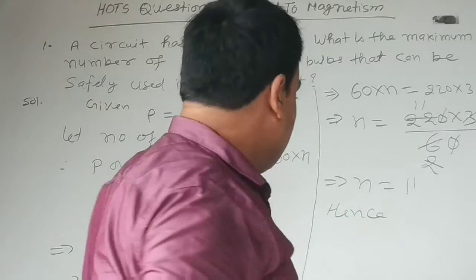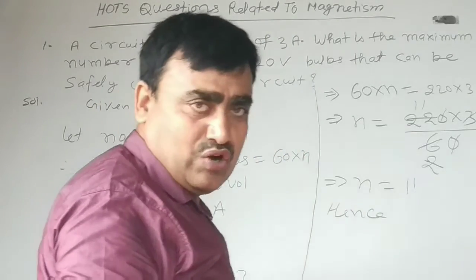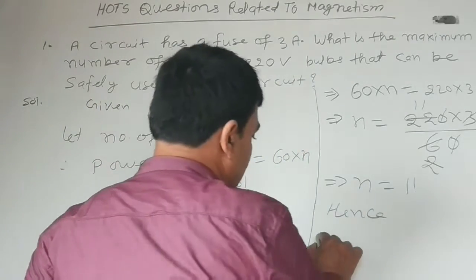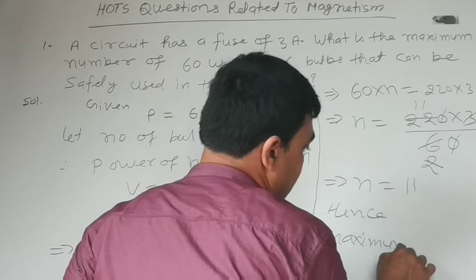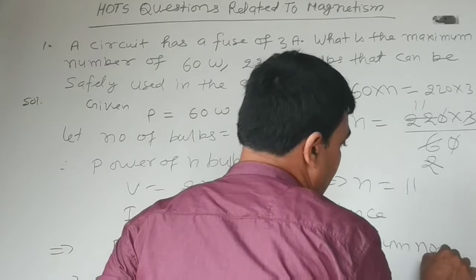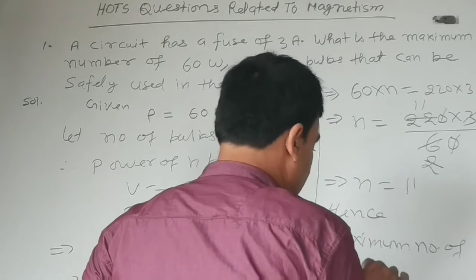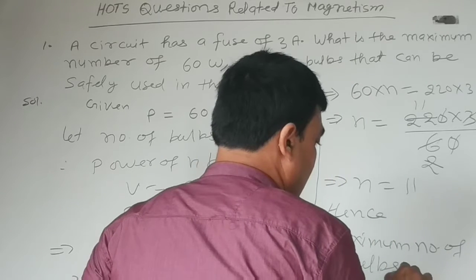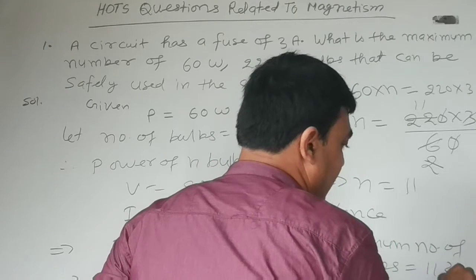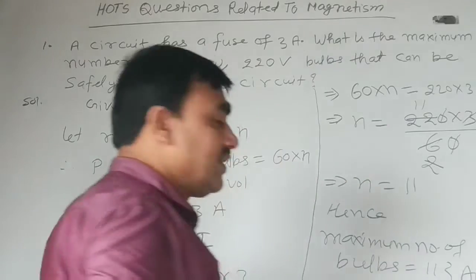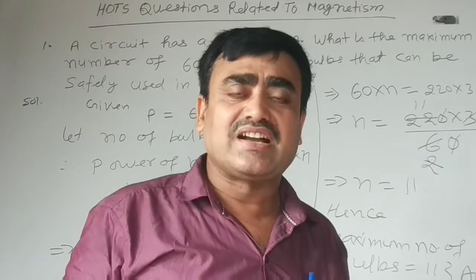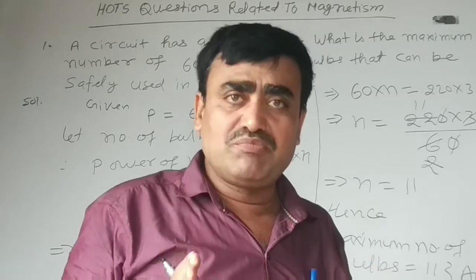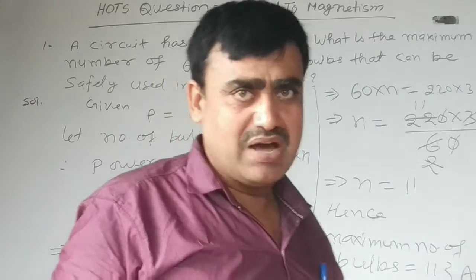Hence the maximum number of bulbs is equal to 11, the answer. That means in the circuit we can connect at maximum 11 bulbs.